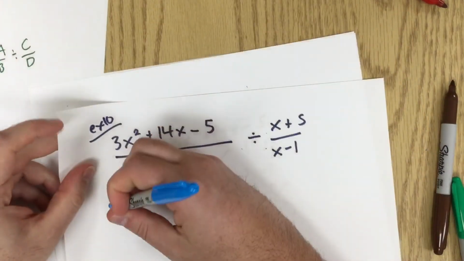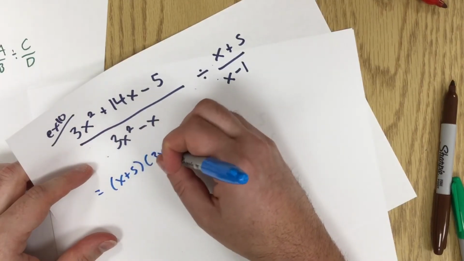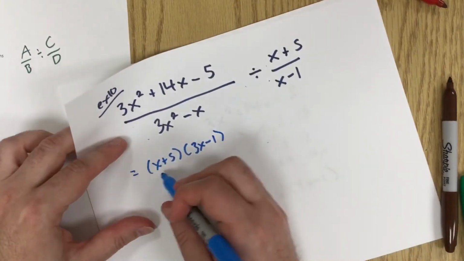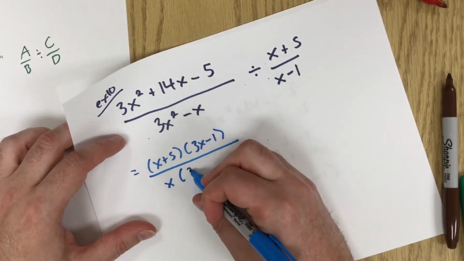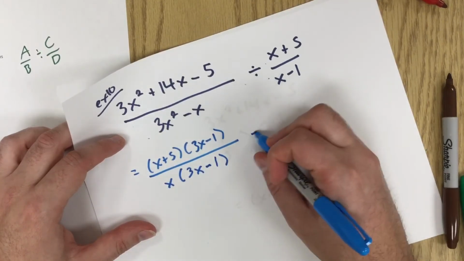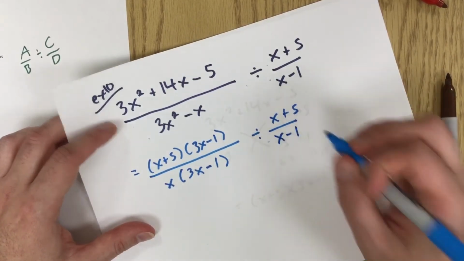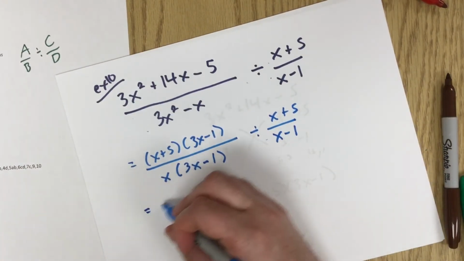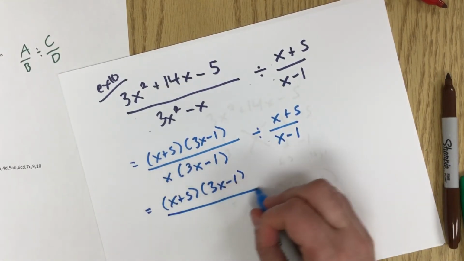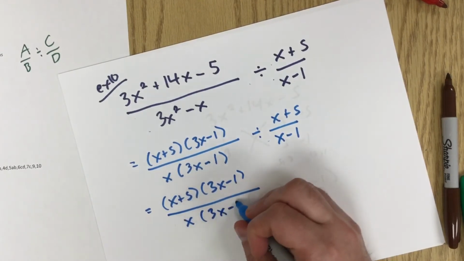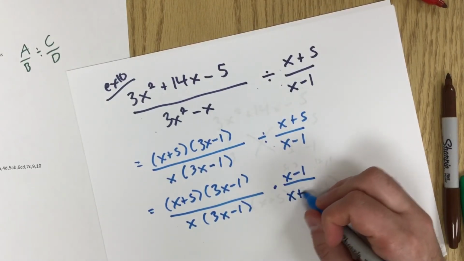So getting back to our actual problem, this is going to be equal to x plus 5 times 3x minus 1 over, I'm going to do a common factoring here. What's common here is an x, and that's going to give us 3x minus 1, divided by (x plus 5) over (x minus 1). I'm going to turn that into a multiply, over x times (x minus 1) over (x plus 5).